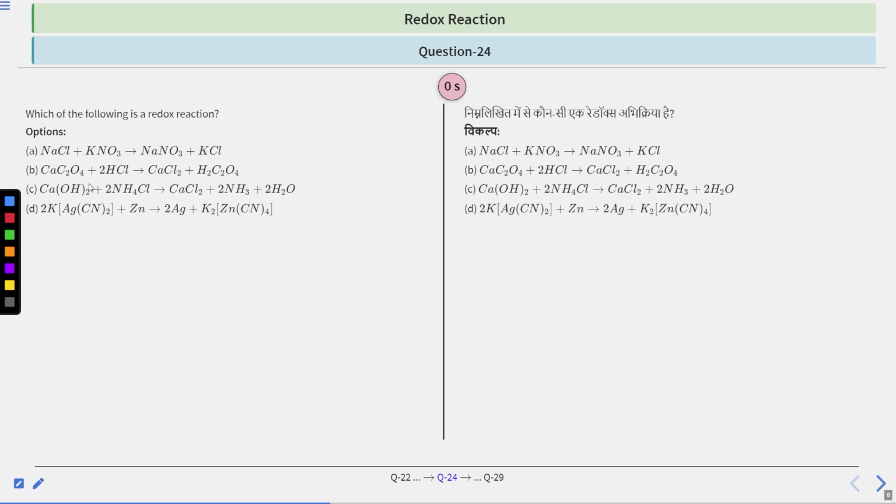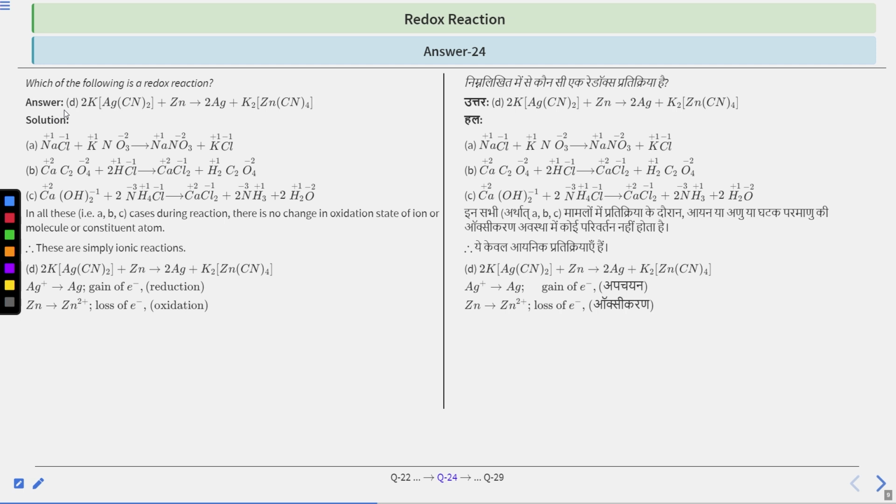Okay, let's see. The correct answer is option D, that is 2KAg(CN)2 plus Zn giving us 2Ag plus K2Zn(CN)4. In option A, which is NaCl plus KNO3 giving us NaNO3 plus KCl, Na is in plus 1 oxidation state, Cl will be minus 1, K will be plus 1, oxygen will be minus 2. And in the product side, Na will be plus 1, oxygen will be minus 2, K will be plus 1, Cl will be minus 1.